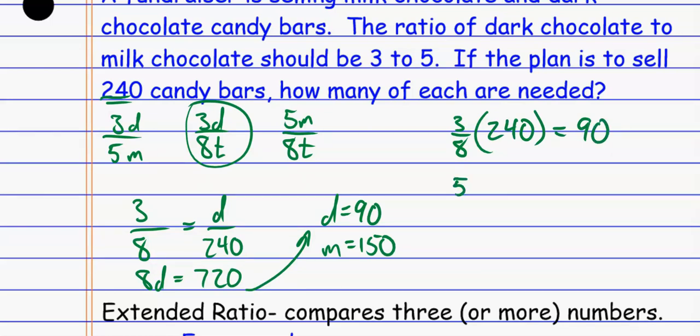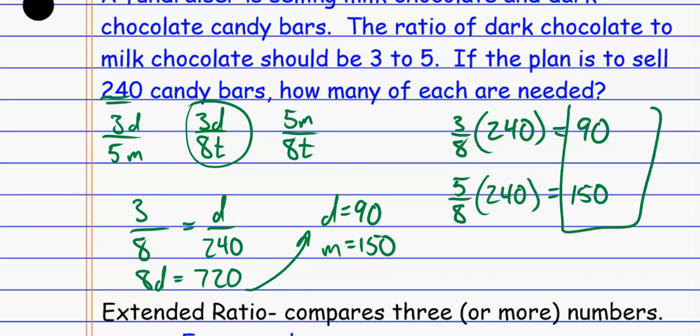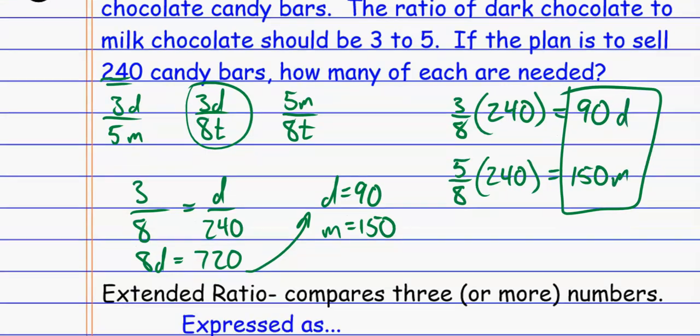I could do the same thing with the other piece. I could say, hey, 5/8 of these, 5 out of the 8, give me milk chocolates, so 5/8 of 240 automatically gives me the 150, okay? It's not always best to set up a proportion when you're given ratios. Sometimes ratios can be used as scale factors, which means I can multiply to get these answers, okay? That was the dark chocolates and that was the milk chocolates.